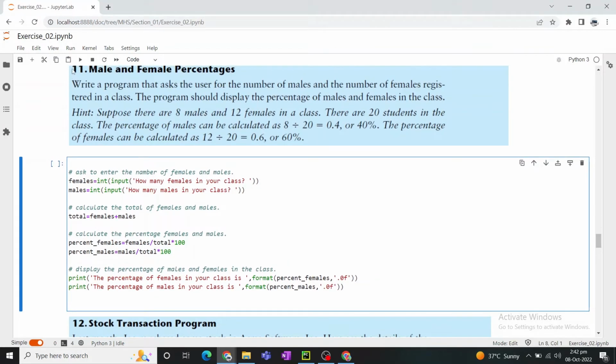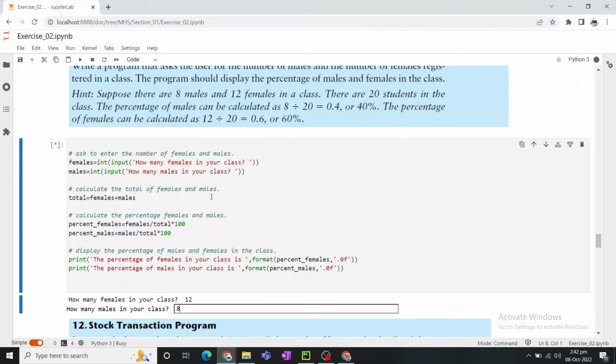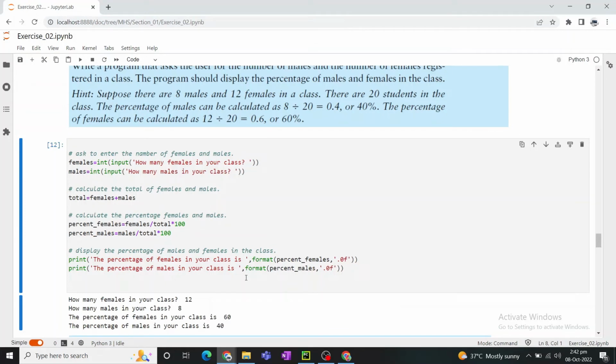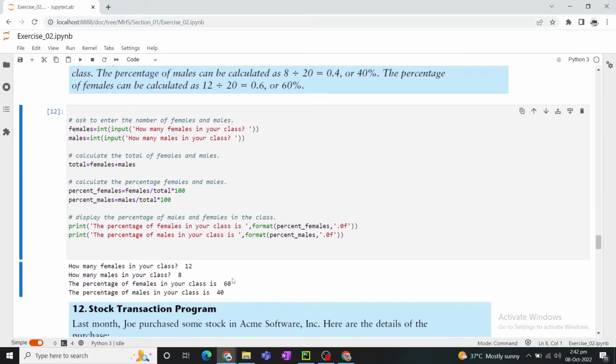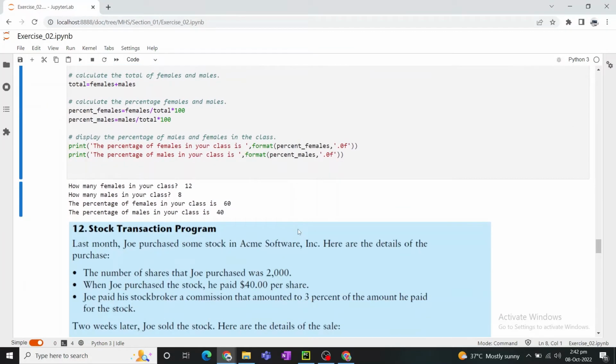So when we run this program, we will enter females as 12 and males as 8, so the total we will obtain is 20, and we will see the percentage of females in the class is 60%, because when 12 is divided by 20 we obtain 0.6, and when it gets multiplied by 100 we obtain 60, and similarly it goes for males. So it was quite a simple program as they have already provided the hint.